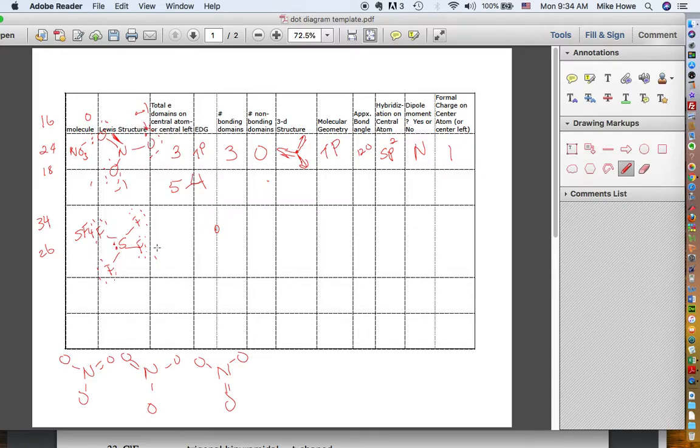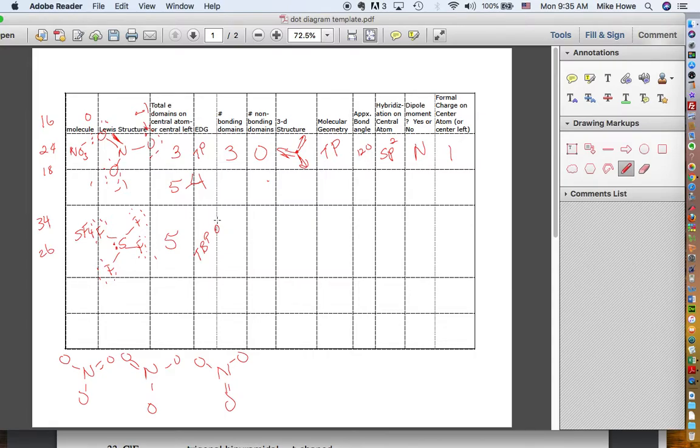So now the total domains on the central atom is 5, not 4, because of this unshared pair. So that's a domain, and then all these bonds are domains. Remember, any bond, single or double or triple, counts as one domain, and an unshared pair counts as one domain. All right, so we have 5 domains. So the electron domain geometry for 5 domains is called trigonal bipyramidal.